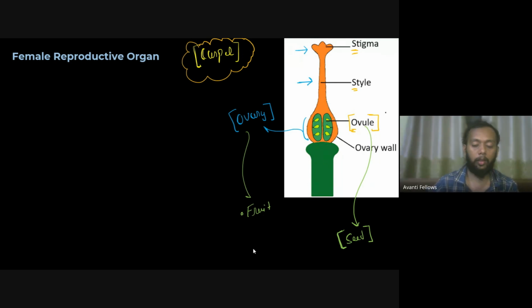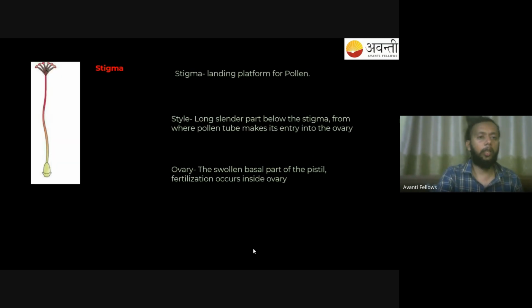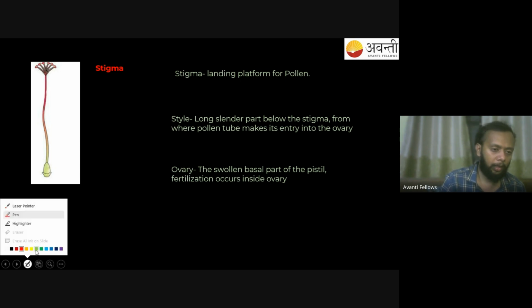Okay. So that is something you have to know about the carpel. You'll have the ovule. The ovule will turn into the seed in future, and the ovary will turn into the fruit. Now you can see over here you have a stigma. That's a landing platform for pollen grain. A very simple thing you can see.